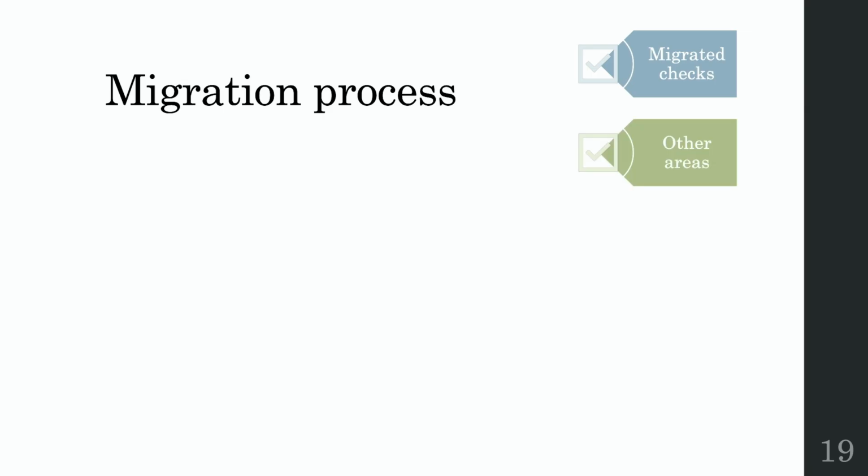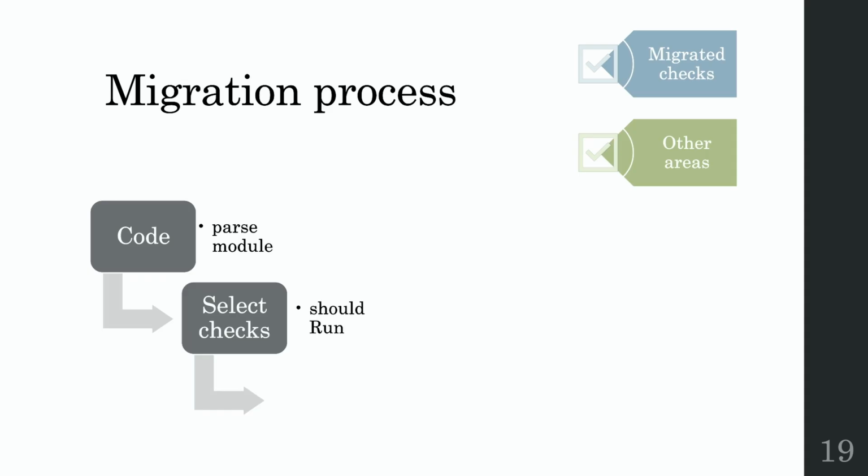For the migration process, we had 2 main concerns to keep in mind. First is that whatever checks we migrate, they still work as expected, so we don't break anything. And at the same time, the changes that we are bringing in do not affect other areas of this scanner. So for that reason, let's take a quick look at the flow for analyzing code in this scanner. Starts from the code, the module is parsed, then the specific checks are selected based on what the user configuration looks like, and then those checks are run.